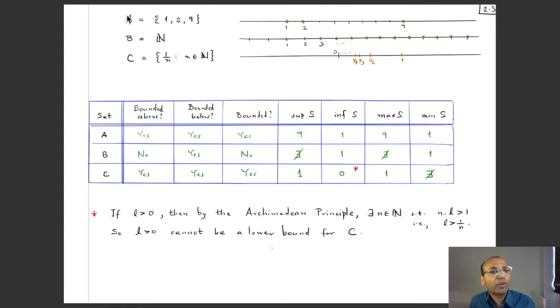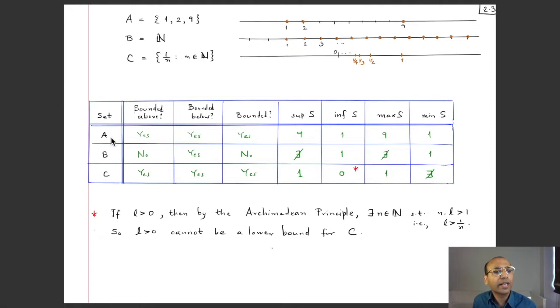Okay, so for these three sets, we will try to fill in this table where we want to answer the questions: is the set bounded above, is the set bounded below, is the set bounded, does the supremum of the set exist, and if so, what is it? Does the infimum of the set exist? If so, what is it? Does the maximum of the set exist, and if so, what is it? And what's the minimum of the set if it exists? Okay, for these three sets.